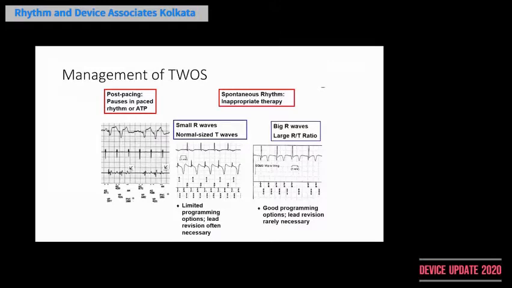For management of T-wave oversensing, you have to think of the ratio between the R and T wave. If you have big R waves and small T waves, it is quite easy. There are different algorithms by different device companies by which you can adjust and prevent sensing the T waves, but sensing the R waves continues. If you have small R waves and normal T waves, it is very difficult to adjust this, and often lead revision is necessary.